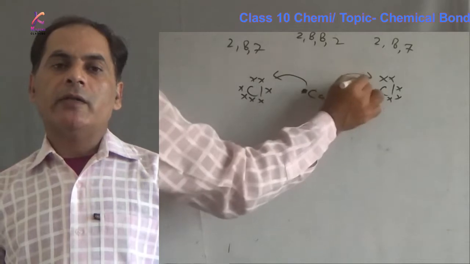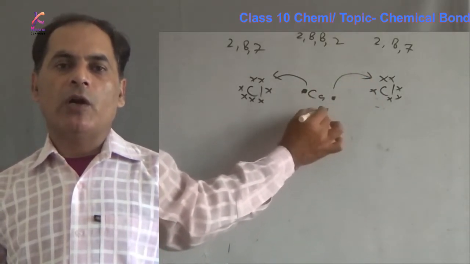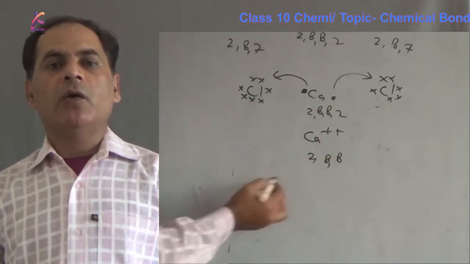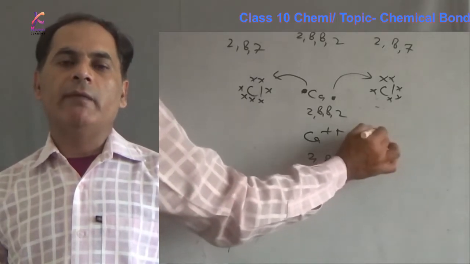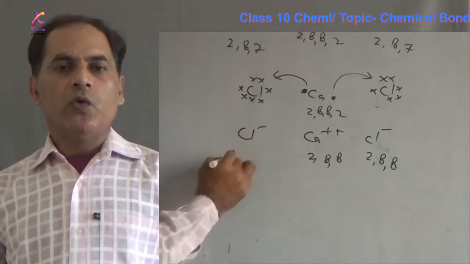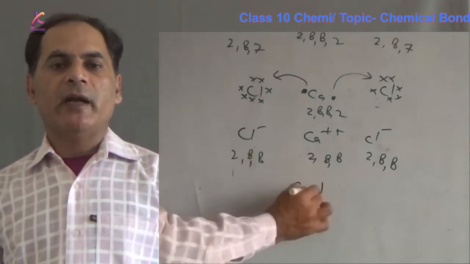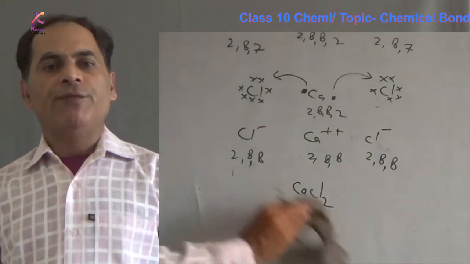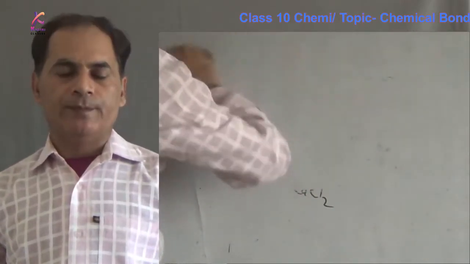Now one electron is left with the calcium atom. This one electron which is left in the outermost shell of the calcium atom will be received by another chlorine atom. Then the other chlorine atom also gets negatively charged. So there are 2 negatively charged chlorine ions. They get attracted by the calcium ion, and they form an ionic bond because of ion formation.